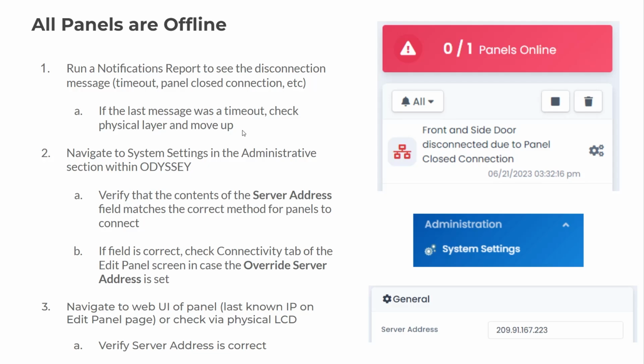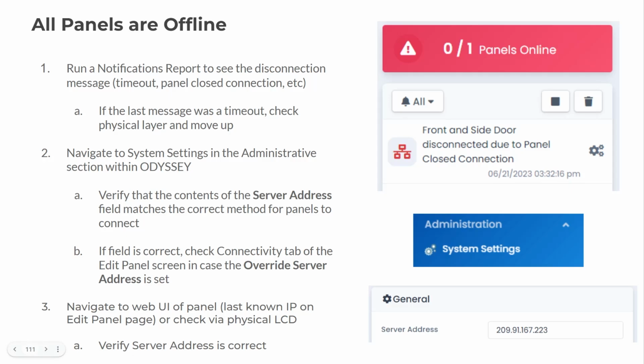Next, we're going to bring you through something most technicians run into at least once, and that's logging into a system or going to a service call where all the panels are offline. The first thing we'll usually do in that kind of situation is run a notifications report to see when the panel disconnected. That way we can check the message. And again, like we already addressed, if I see that it's a timeout, then I take that at face value and know, okay, I need to check the physical connections and see where things go from there.